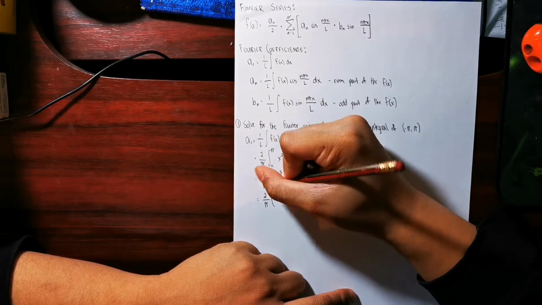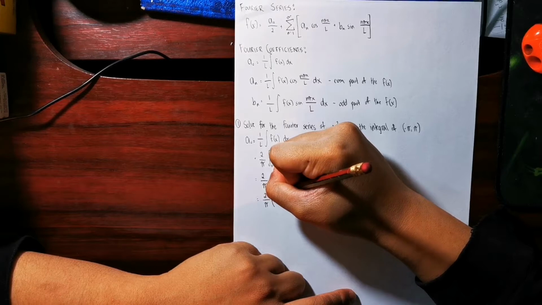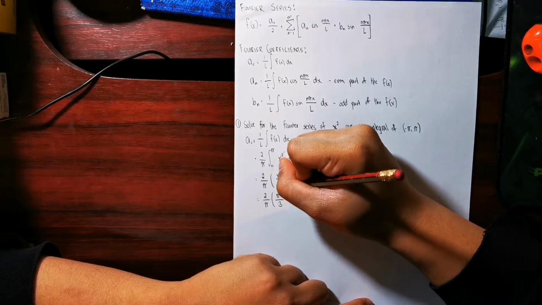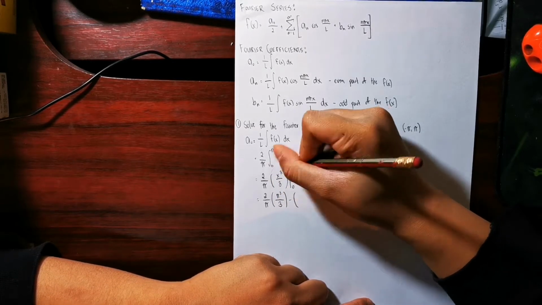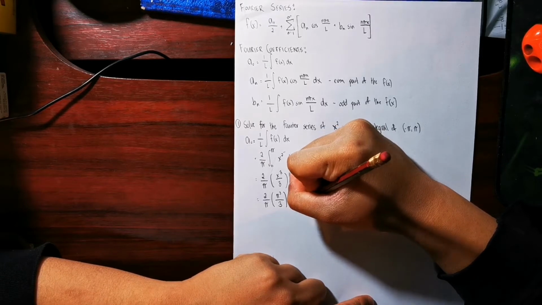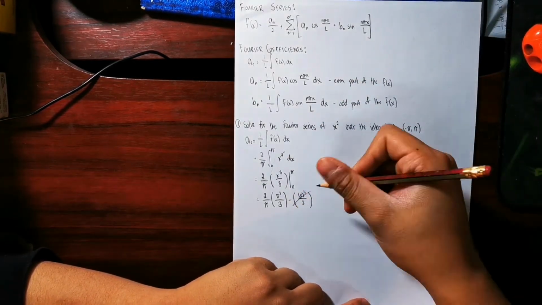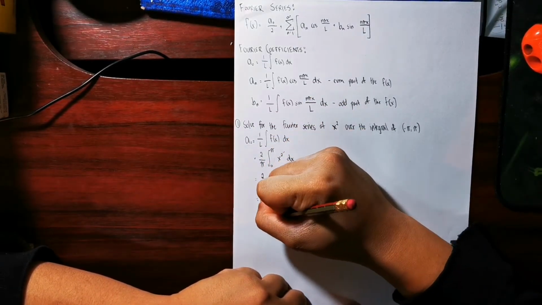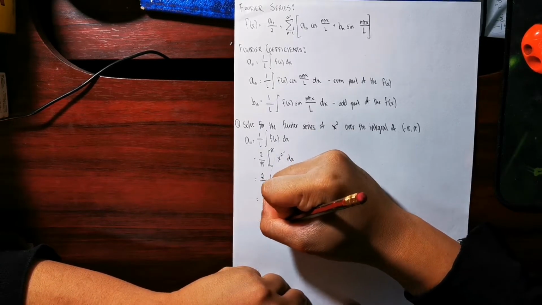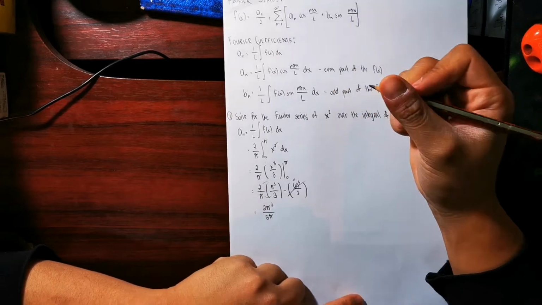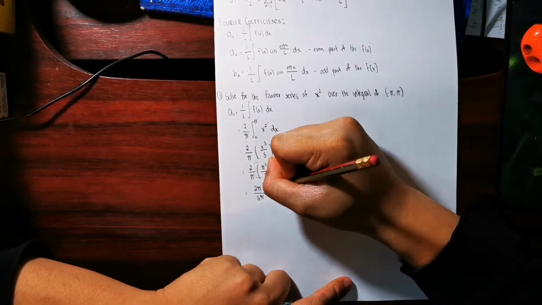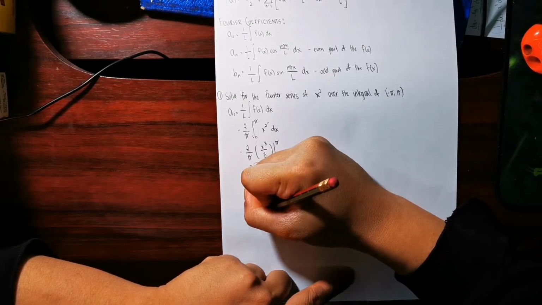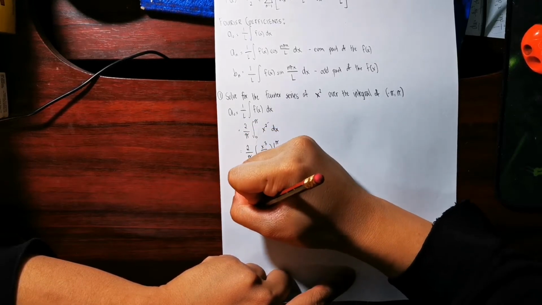So we'll have pi cubed over 3 minus 0 cubed over 3. This will equate to 0, and we just have to multiply. So we will have 2 pi cubed over 3 pi. If we simplify this, we will have 2 pi squared over 3. So this will be our a sub 0.